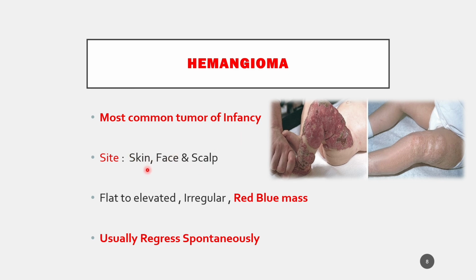The common site, we know, could be the skin, face, or scalp. Here it is involving the leg, right? And it is flat to elevated, irregular, and red-blue colored. The red-blue color is because it is a vascular tumor, right? There is a lot of proliferation of capillaries in this tumor. So it is flat or elevated and it regresses spontaneously, means without treatment it can regress spontaneously in the majority of patients. Here you can see that regression occurred.